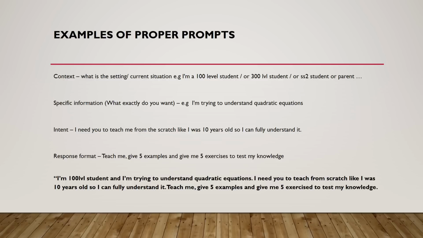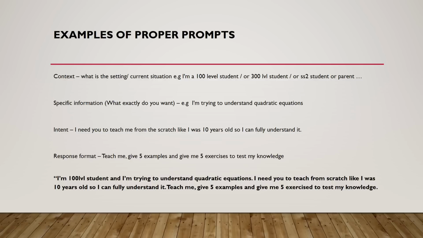And number 2, specific information. It means what exactly do you want? An example of that is I'm trying to understand quadratic equations. If I were to put the first two together, it would be: I'm a 100 level student and I'm trying to understand quadratic equations. We're getting somewhere.